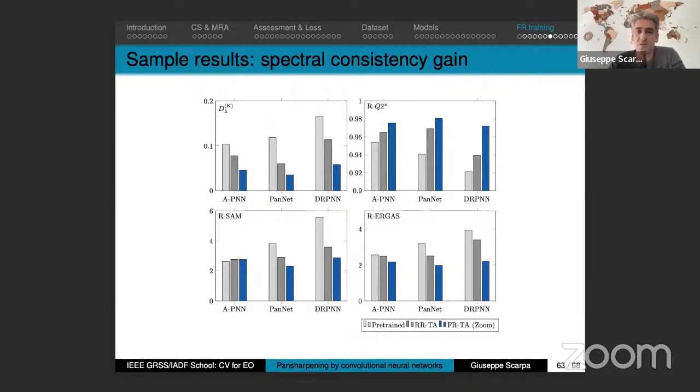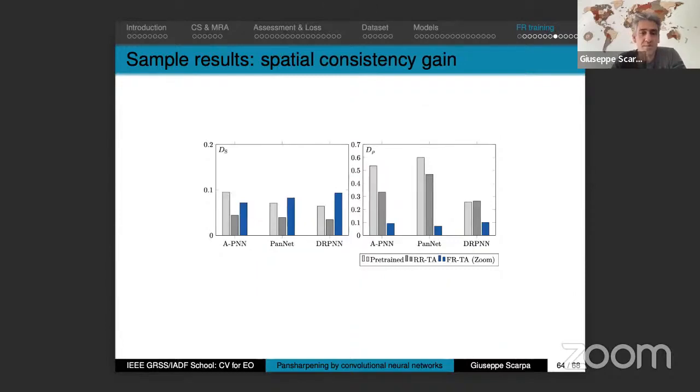Well, anyhow, in essence, these plots give two clear indications. First, the target adaptation is always effective regardless of the CNN models that we are using, even if you use it at a reduced resolution, as in the original paper, or if we use it in the full resolution framework according to the proposed Zoom approach. You can see that the performance basically improves from one configuration to the other. So the tuning at reduced resolution improves performance, and also the full resolution tuning improves further our results. That was on spectral accuracy.